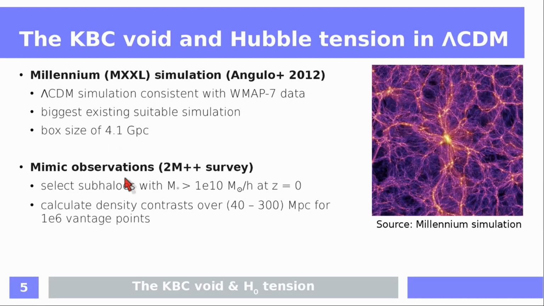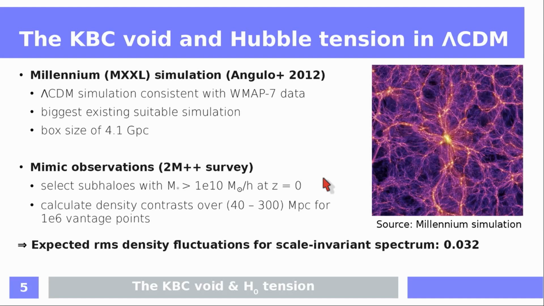And we selected subhalos with stellar masses more than 10 billion solar masses. These stellar masses are derived using a semi-analytic prescription because this is a dark matter only simulation. So what we did then is we used the total stellar mass in subhalos satisfying this condition in this distance range and in the relevant region of sky to work out that the expected root mean square density fluctuations are 3.2%.